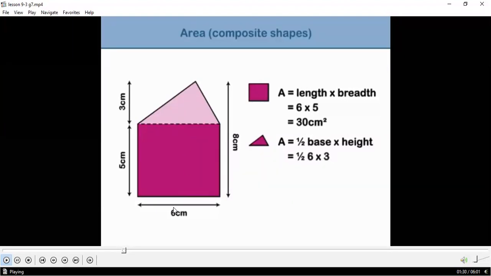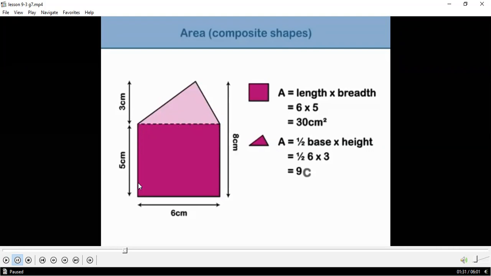Area of triangle is half multiplied by base multiplied by height. Where is the base? The base is how many, grade 7? 6 centimeters. And where can we find the height? Look at the height from the top of the triangle to this point in the square, which means the height for the whole figure equals 8 centimeters.